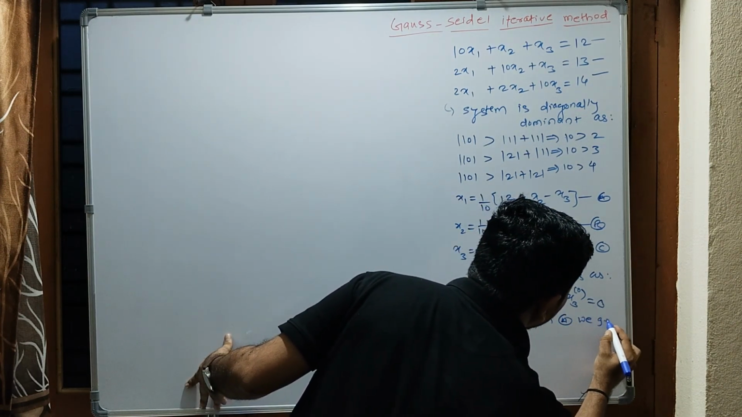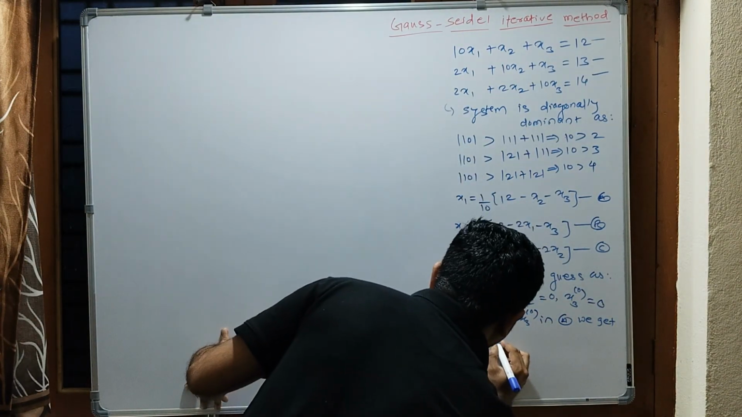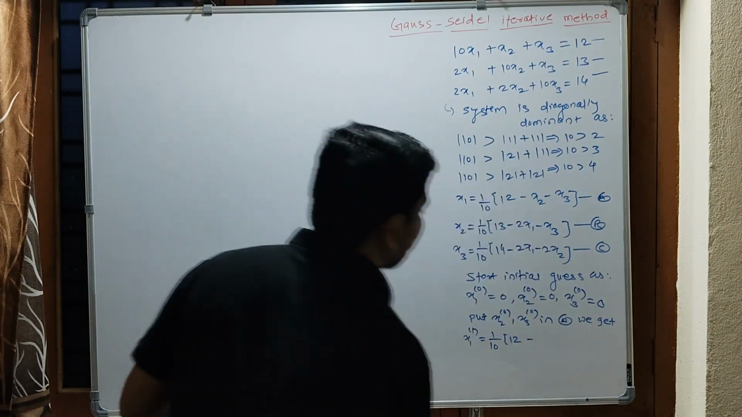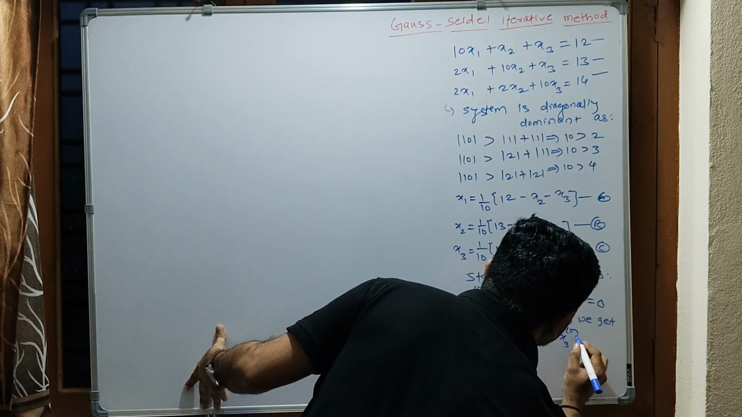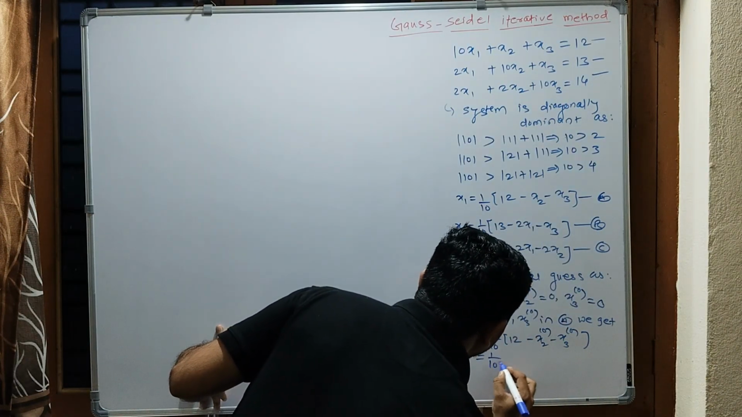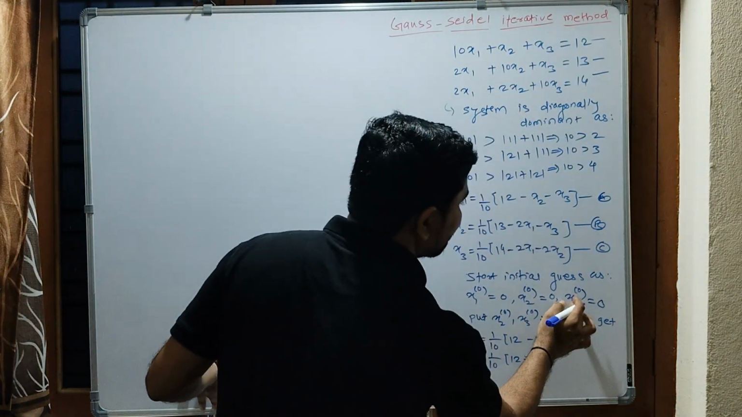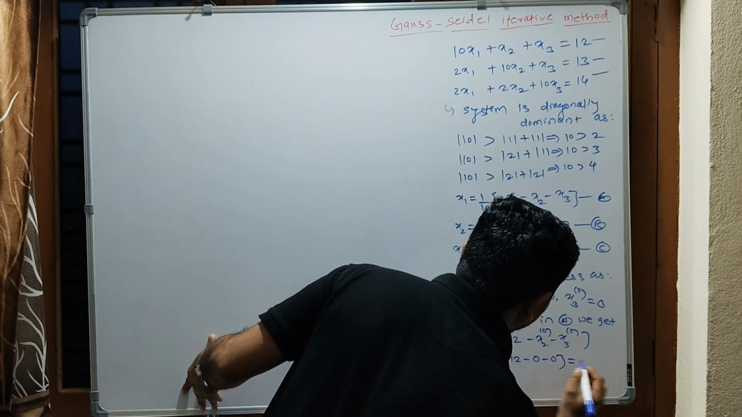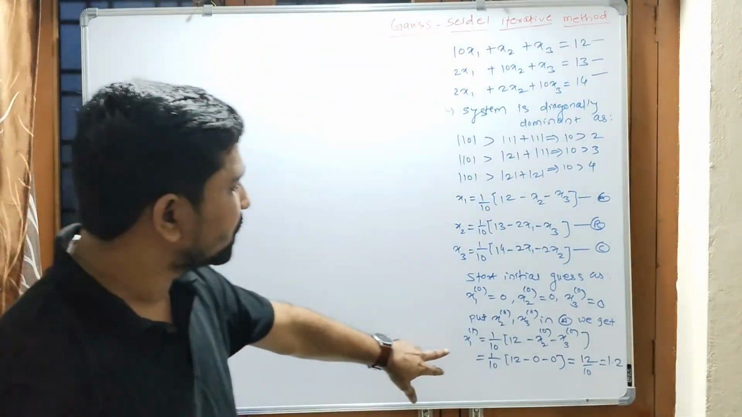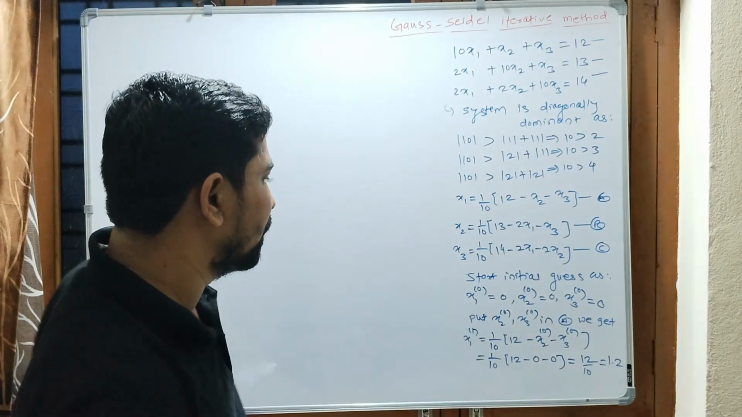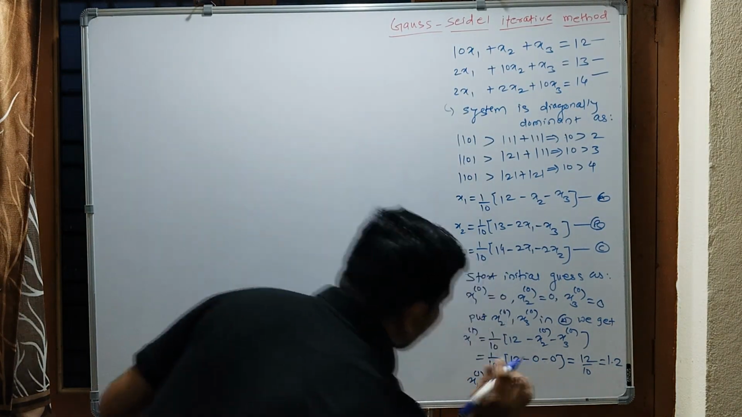We get x1 at 1. So I want to find x1 at 1 by 10 times 12 minus x2 at 0 minus x3 at 0, which is equal to 1 by 10 times 12 minus 0 minus 0, which is equal to 12 by 10, which is equal to 1.2. So this is my first iteration corresponding to unknown x1. So with this step I get x1 at 1, which is 1.2.